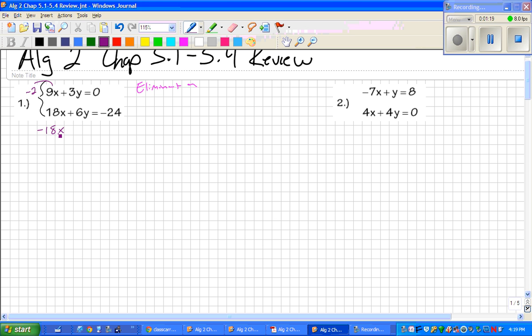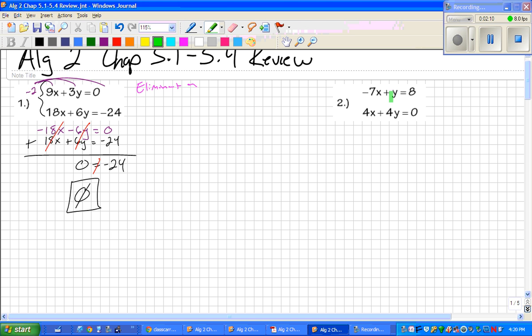And we're going to get negative 18x minus 6y equals 0. In that bottom equation, we didn't change anything. Okay? Now we'll go through and add everything up. Negative 18x and positive 18x cancel. The negative 6y and positive 6y cancel. So we're left with 0. And then 0 minus 24 is negative 24. Is that a true statement? No, that's false. So the answer for number 1 is no solution.